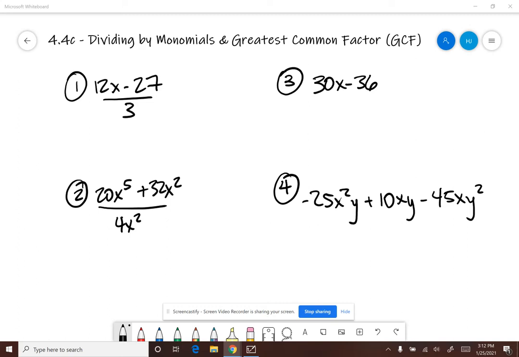So a couple of different things we're looking at here in 4.4c. Again, we're looking at dividing by monomials. We're also looking at greatest common factor, GCF. This is stuff that maybe you've understood since grade school, but when you start throwing some variables in there, some confusion could exist. So we're going to look at 4 problems only today, not a whole lot.